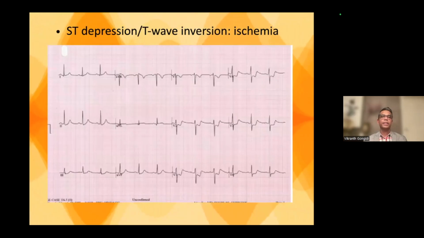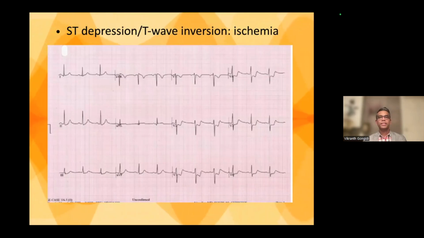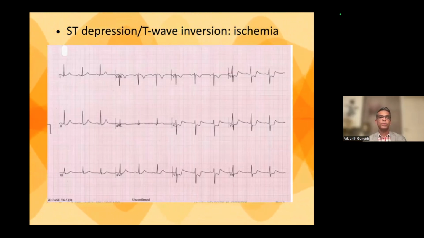Let's talk a little bit more about the ST depression. Here are a few examples of ST depressions and T wave inversions. As you see in leads V2, V3 through 6, you see clearly that the ST is depressed more than 2 millimeters. And again, this is indicative of ischemia.